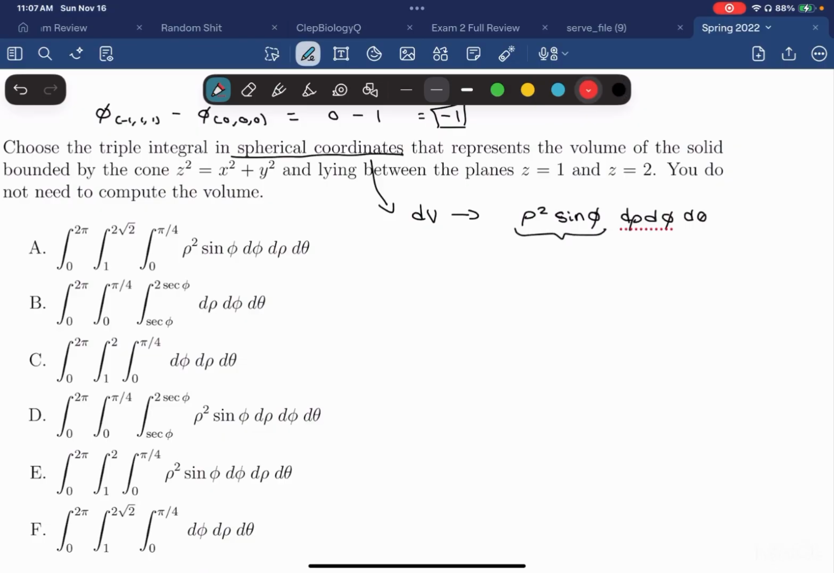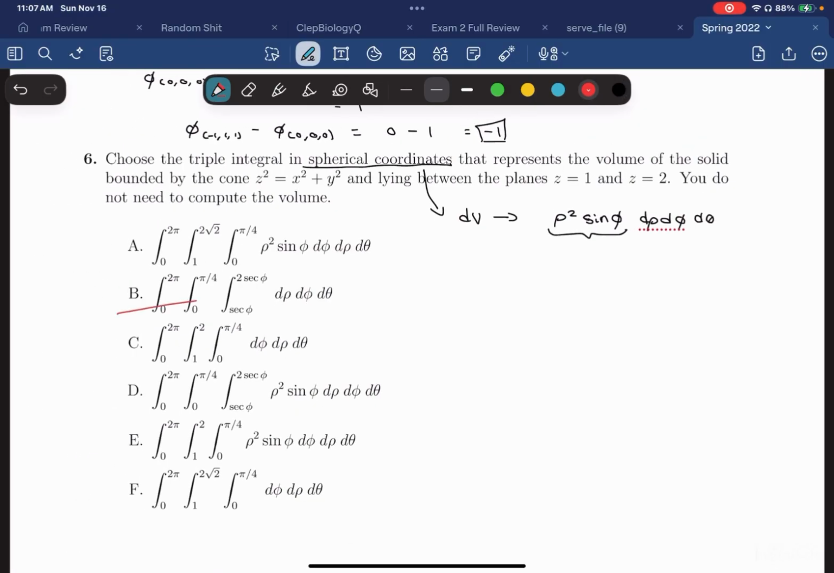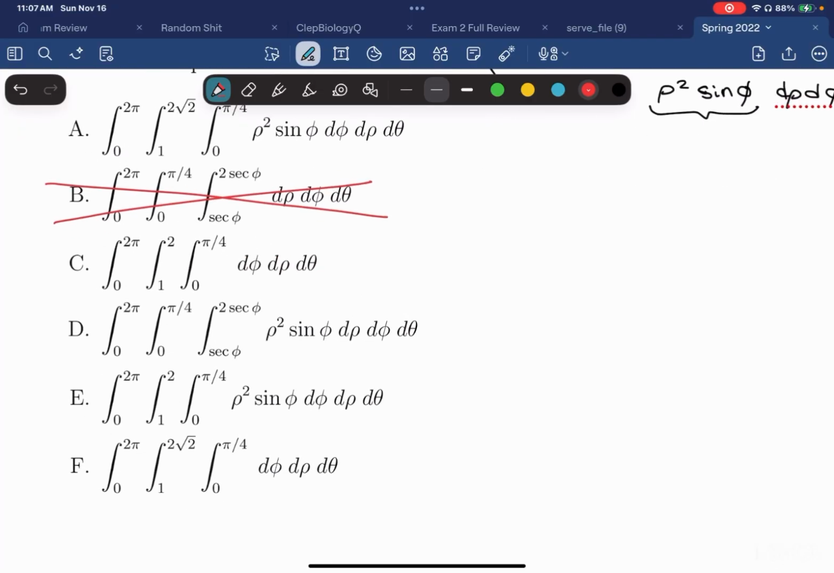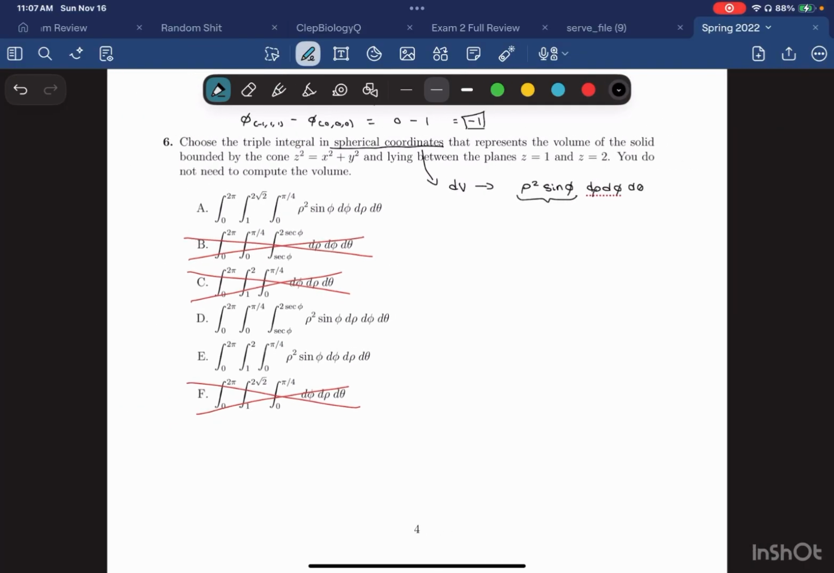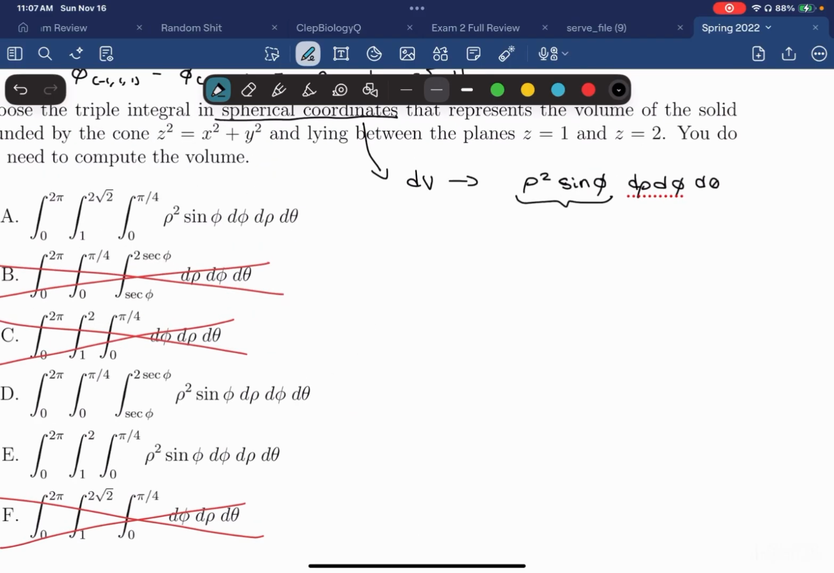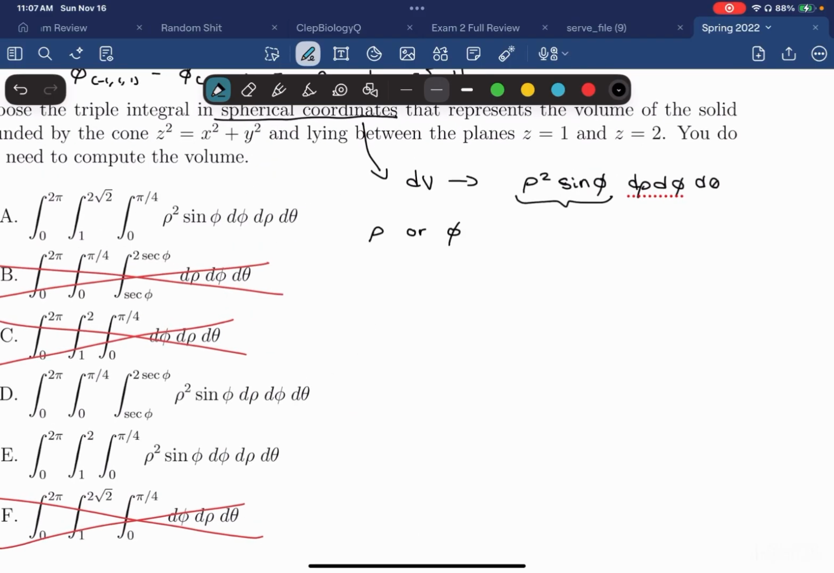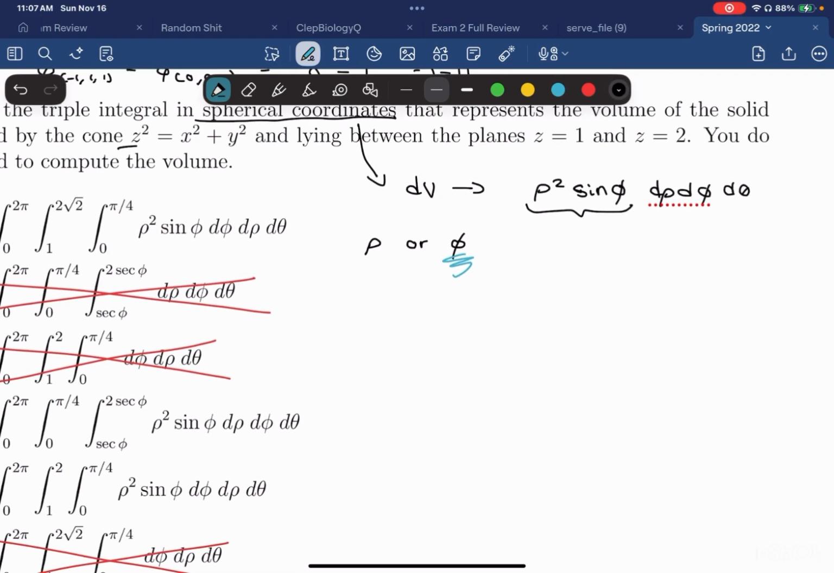So we need that rho squared sine of phi, so we can actually eliminate some answers. It can't be B because it doesn't have that. It can't be C either, and it also can't be F. Boom, you just took out half your answer choices. Good job. Now, you can either look for rho or you can look for phi. In this case, I'm going to look for phi because I think it's a bit easier. I'm going to use this equation right here.